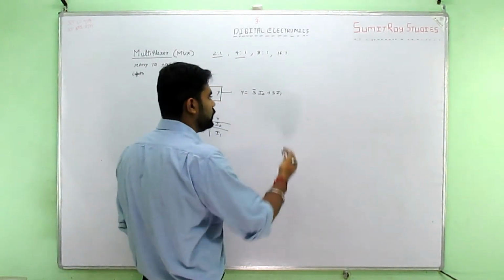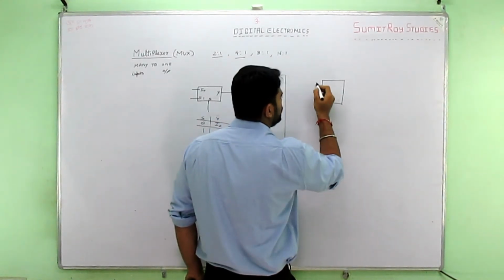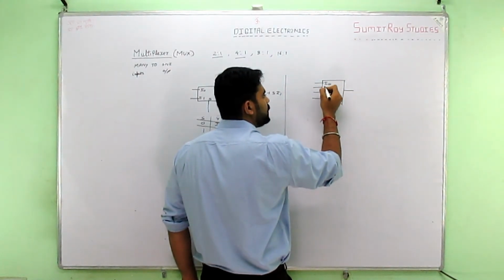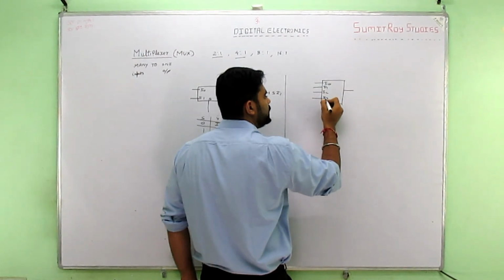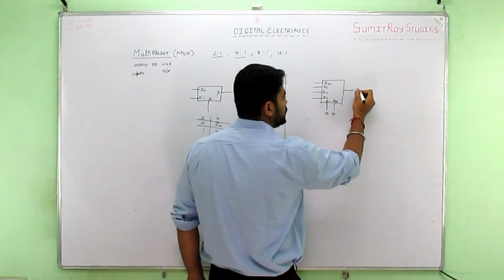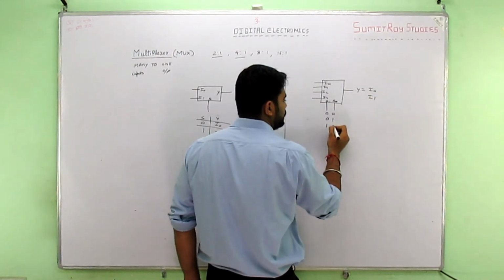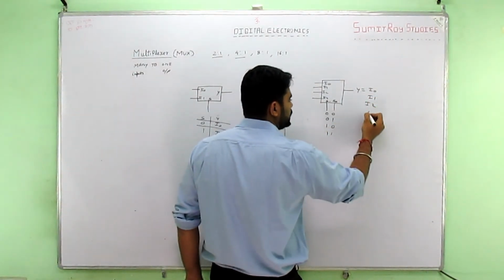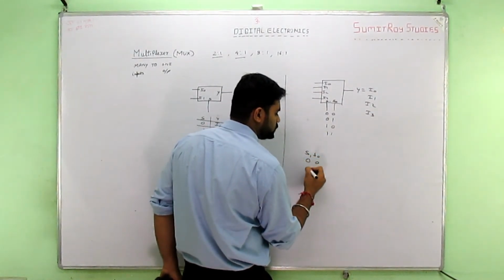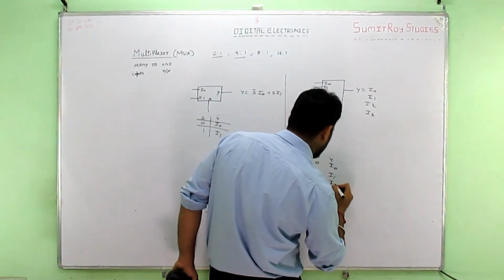Okay. For 4:1, I'll derive it for 4:1 also. There are 4 possible inputs, 2 selection lines and 1 output. So name the inputs I0, I1, I2 and I3 and the selections S1 and S0. If I put 0, 0, then Y will have I0. If I put 0, 1, it will have I1. If I put 1, 0, I2, and 1, 1 will give us I3. So based on this logic, I'll write it here: S1 S0 as 0 0, 0 1, 1 0, 1 1 and Y will be I0, I1, I2 and I3.